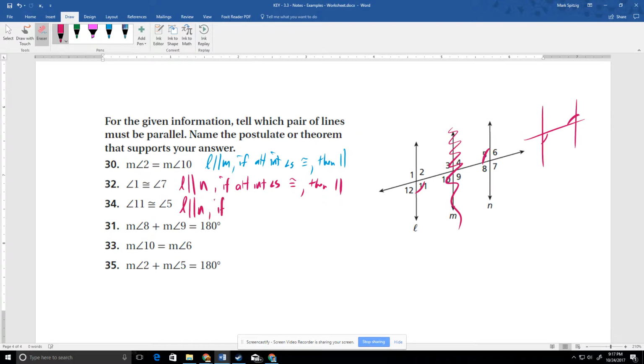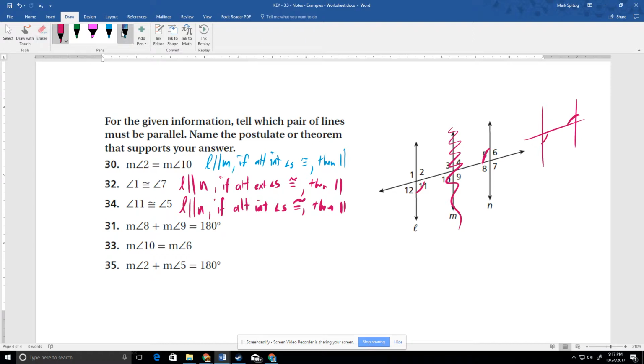Oh, sorry, the last one was exterior. I said exterior, and then I just wrote interior. So I'll just change that real quick. I knew they weren't the same. All right, so that is exterior, and this is interior. If alternate interior angles are congruent, then the lines are parallel. So congruent. All right, sounds good.